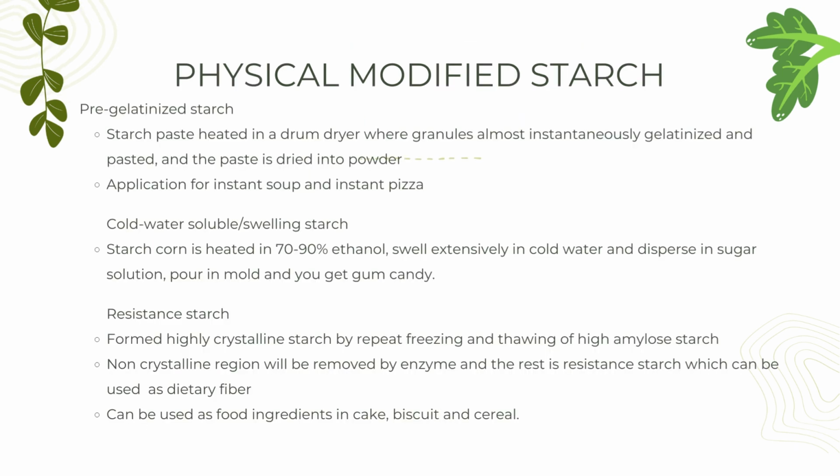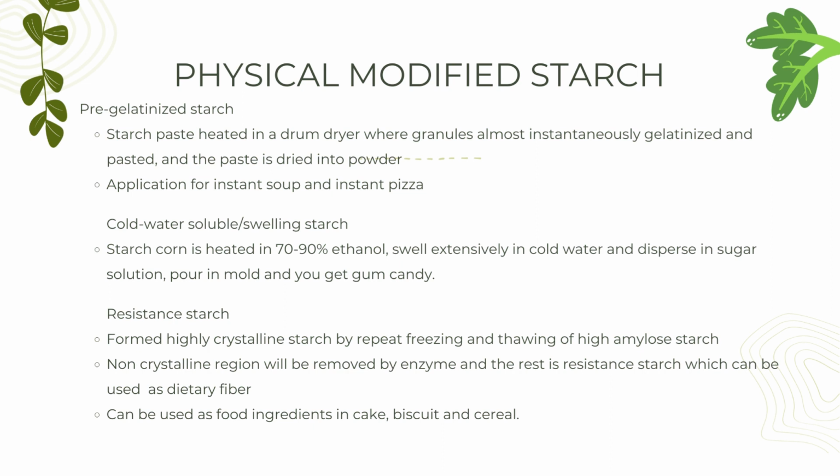Examples of physically modified starch are pre-gelatinized starch, where starch paste is heated in a drum dryer, granules almost instantaneously gelatinize and paste, and the paste is dried into powder. It is mainly applied in instant soup and instant pizza. Second example is cold water soluble, swelling starch. Corn starch is heated in 70 to 90% ethanol. It swells extensively in cold water and disperses in sugar solution, pour in mold and you get gum candy.